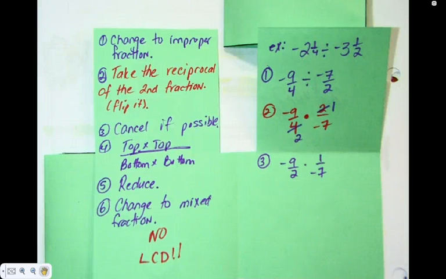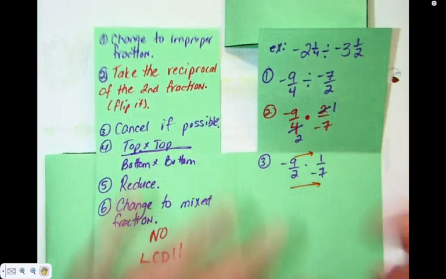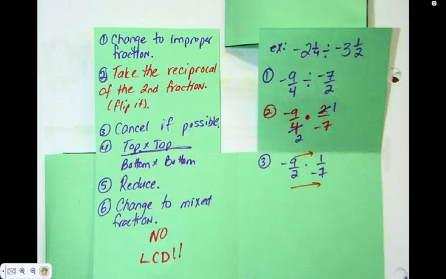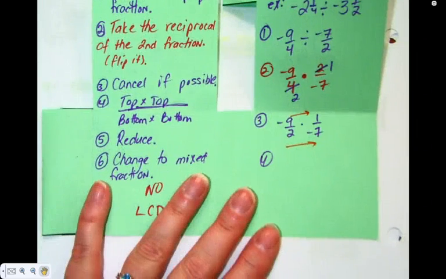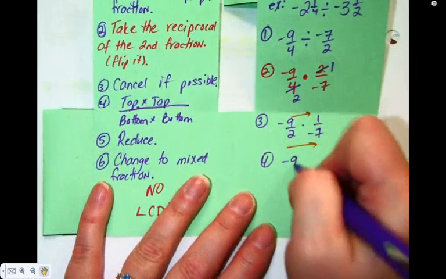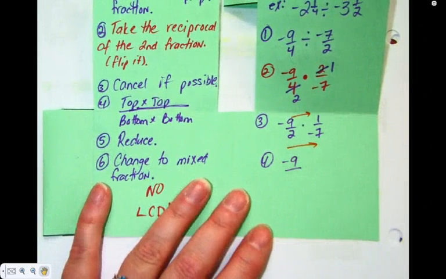Cross multiply? No. What do we do? Top times top, bottom times bottom, so just straight across. So negative 9 times 1. On the bottom, 2 times negative 7.